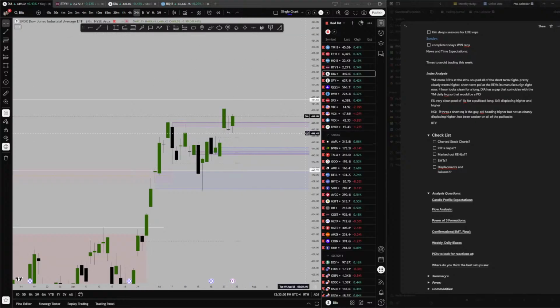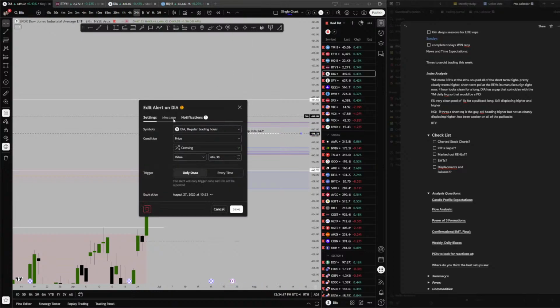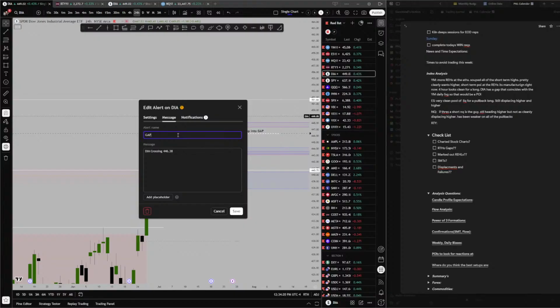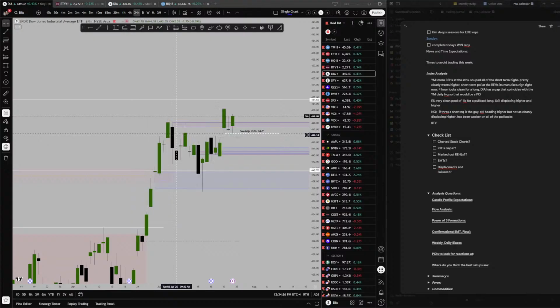So I'm just going to set an alert. Add an alert on the gap. All right, so this level still might be interesting.